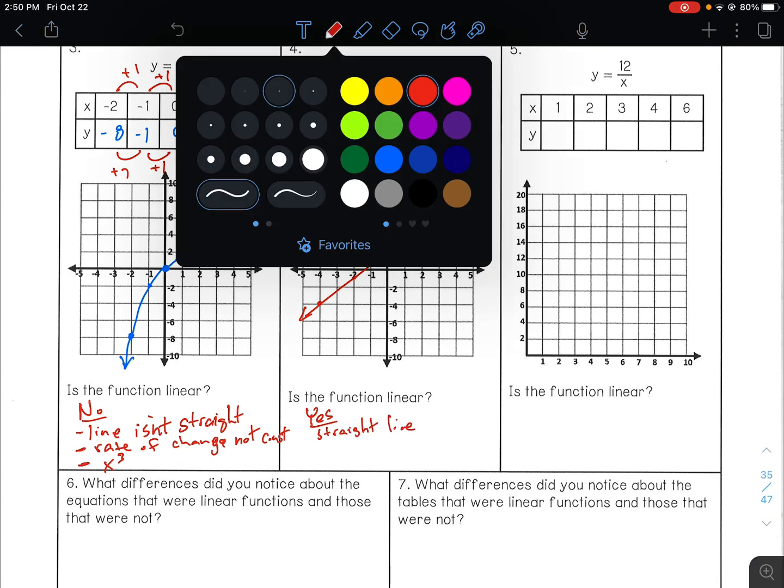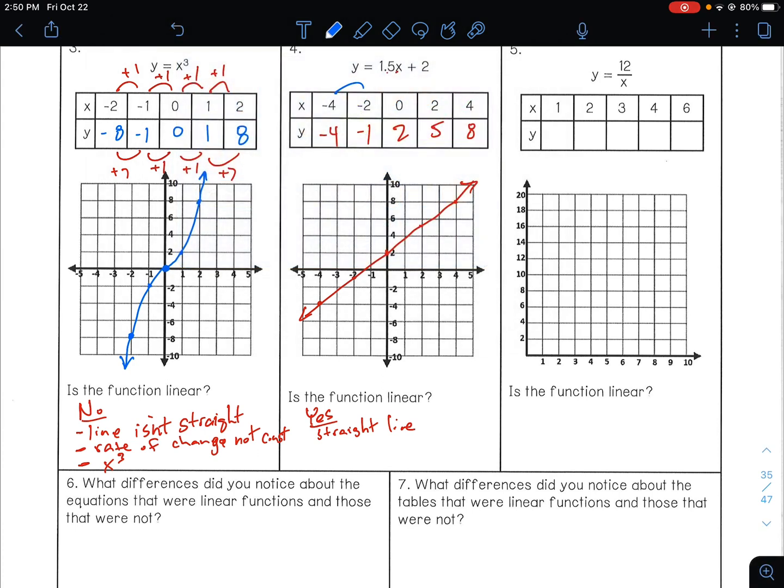Let's look at the rate of change. From here to here to here, it looks like it's just adding 2 each time. Yep, from negative 4 to negative 2, plus 2. And from down here, let's see if there's a constant rate of change.